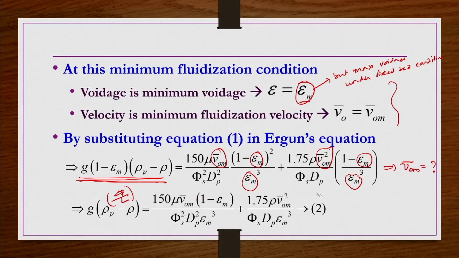We are going to do one example problem also. Now, from this equation, if you cancel out the 1 minus epsilon m from both sides, then you have a further simplified equation. From here also you can get the minimum fluidization velocity. Indeed, both of them are the same, they are not different.